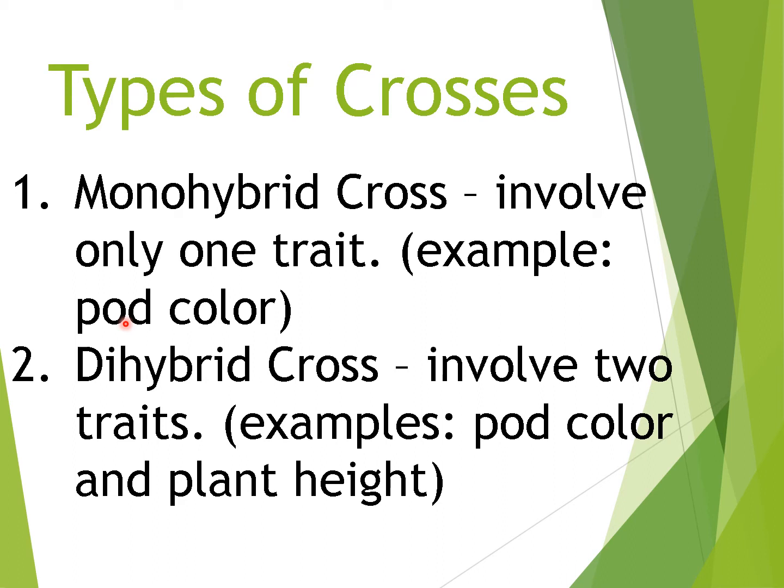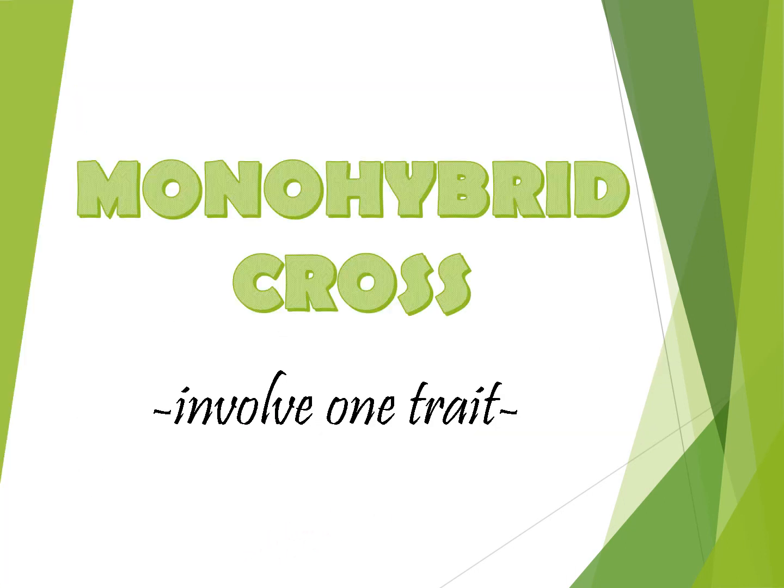The second type of genetic cross is known as the dihybrid cross. The prefix di implies two. This genetic cross involves two traits. For example, the genetic cross has a given pod color and at the same time plant height. In this chapter, we will focus on the monohybrid cross. Again, when we say monohybrid cross, it involves only one trait.